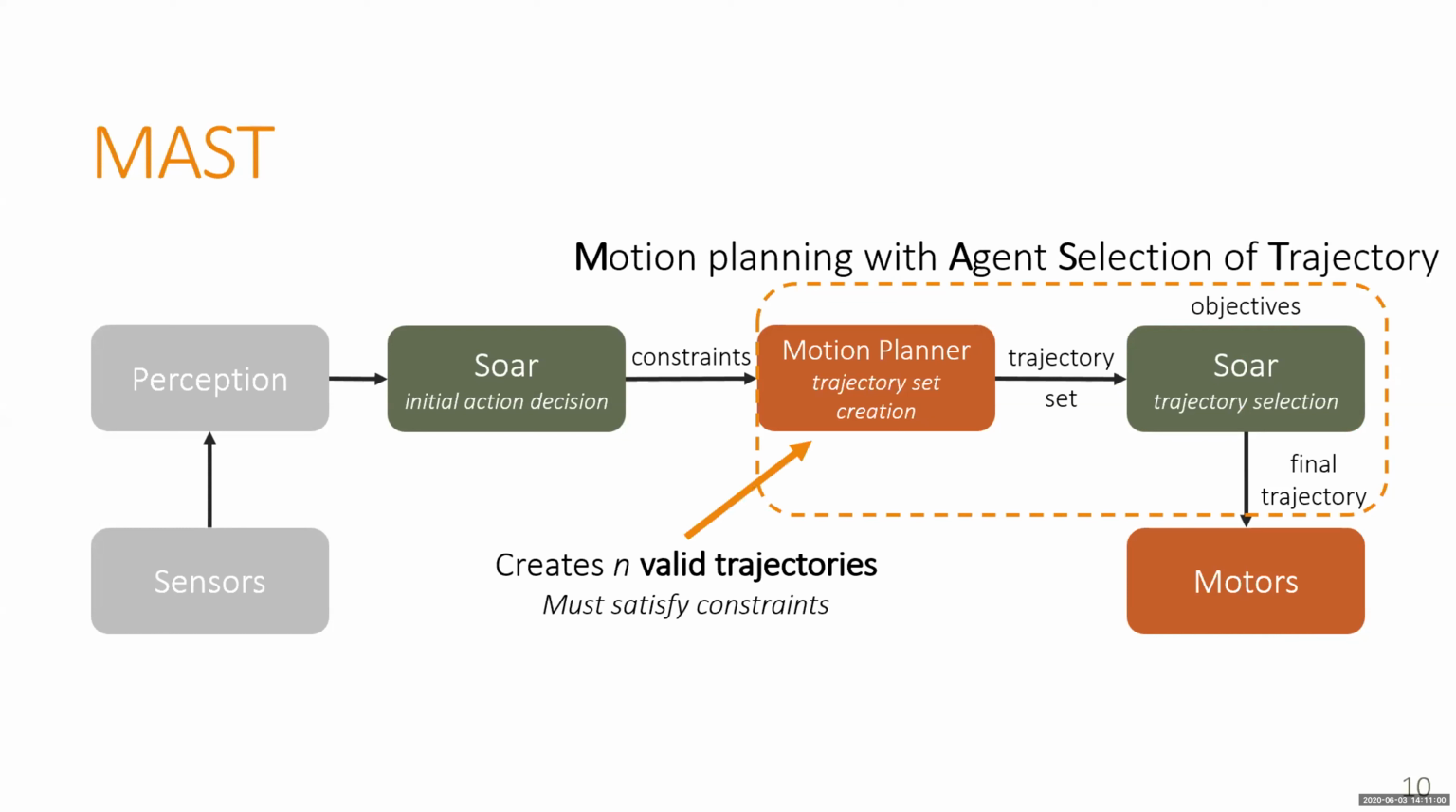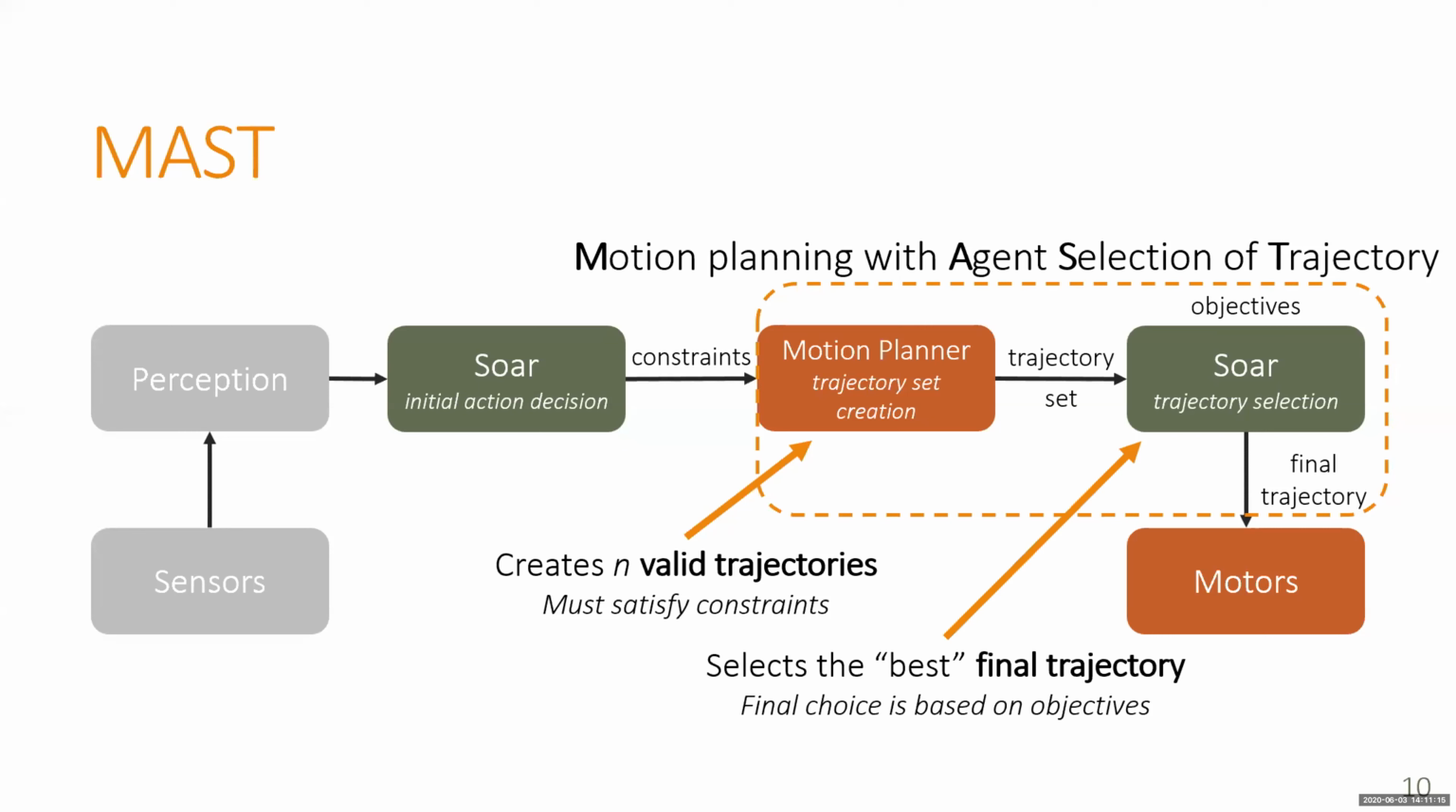The first step is called trajectory set creation, and it creates n valid trajectories that satisfy constraints. You'll notice that in this first step, we only look at constraints and don't consider objectives. That comes in the second step, where SOAR actually gets to consider its objectives, takes the trajectory set and turns it into one final best trajectory through a selection process. That final trajectory choice is based on objectives, and that's what's actually executed on the robot.